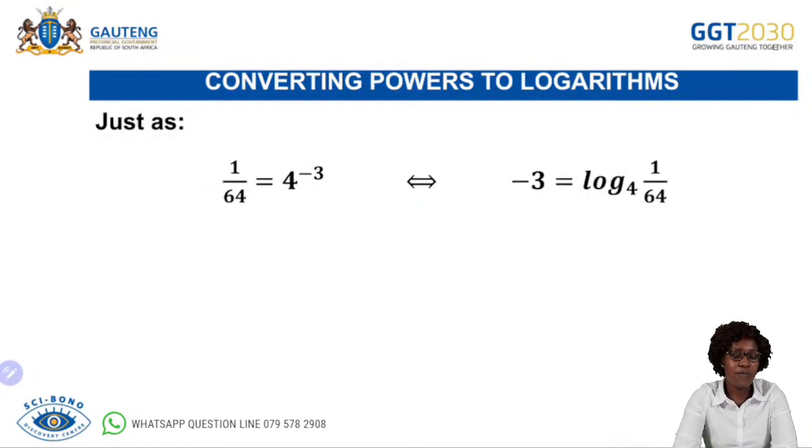Similarly, if you have a fraction 1 over 64, as we all know, 1 divided by 64, if you write it in exponent form, is 4 raised to the power of -3.